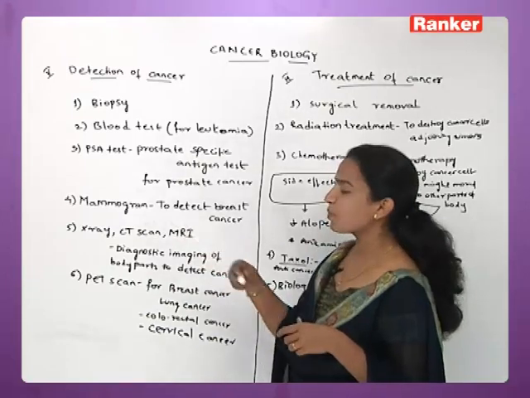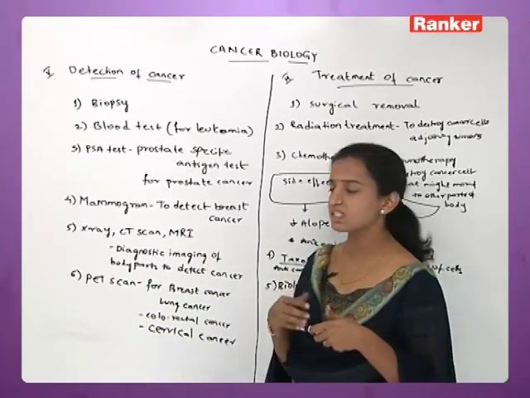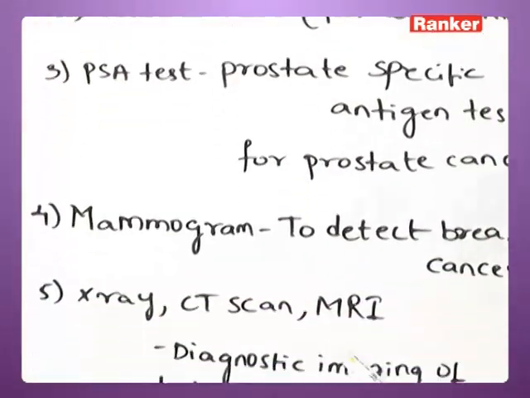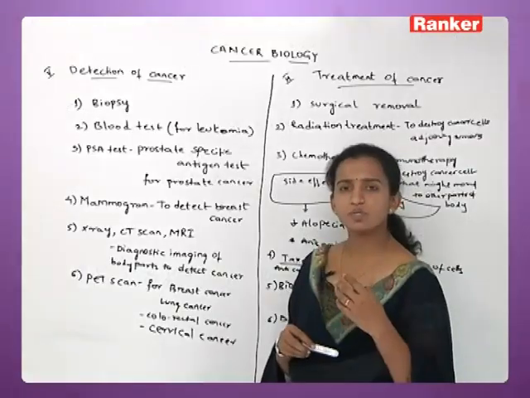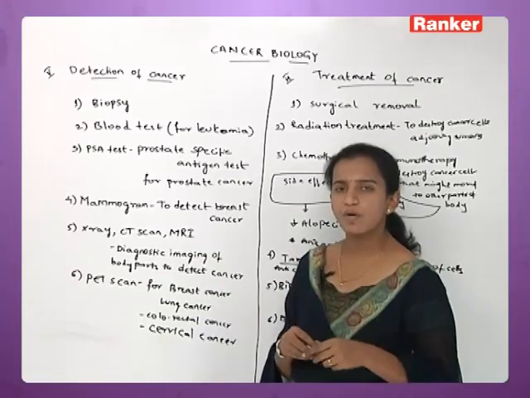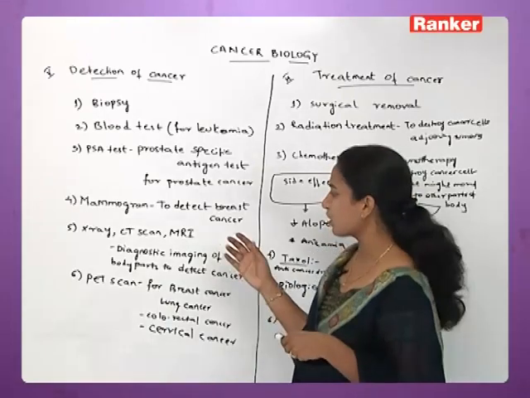Now the mammogram is one more kind of test which is used to detect cancer. X-ray, CT scan and MRI are used for diagnostic imaging of the body parts to detect the cancer cells. That means if there is a spread of these cancers to any body parts, it can be detected by using an X-ray or CT scan or MRI.